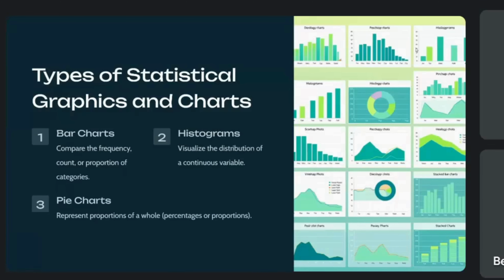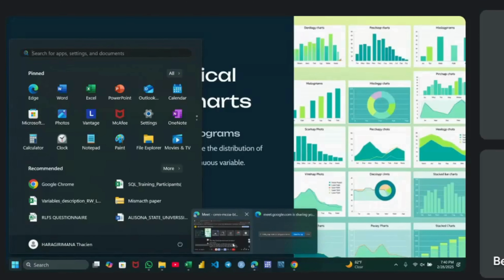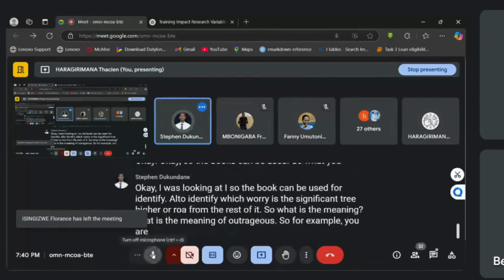For example, in web traffic, you are detecting abnormalities in your web traffic, if there is certain traffic. So the box plot can be used for identifying outliers, to identify which value is significantly higher or lower from the rest of the data. So what is the meaning? That is the meaning of outliers. So for example, you are detecting a normal.